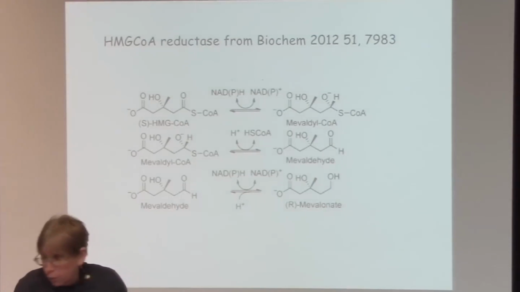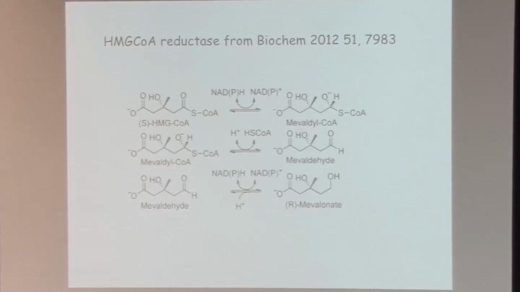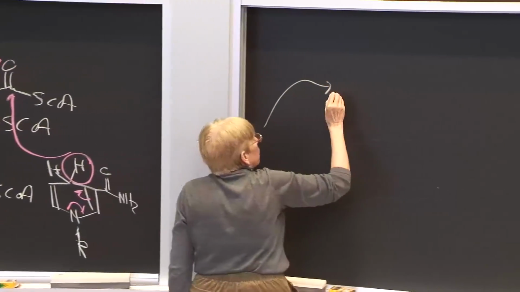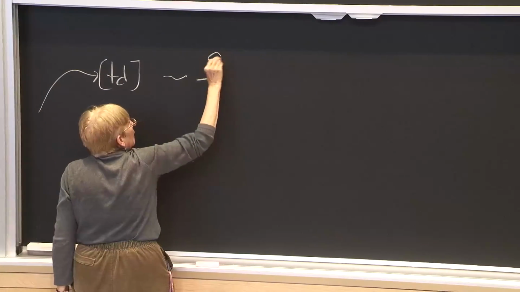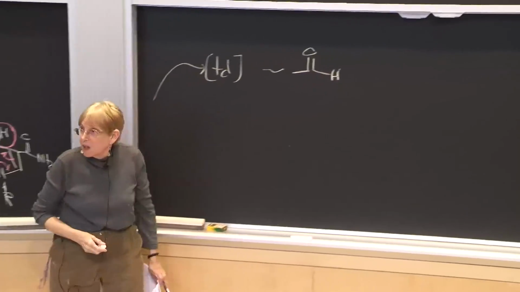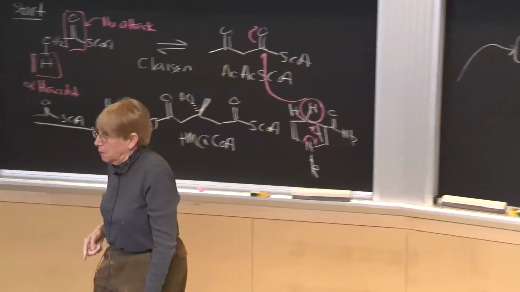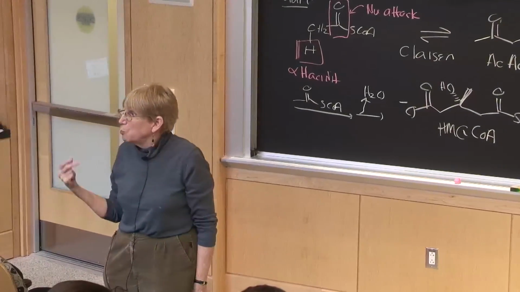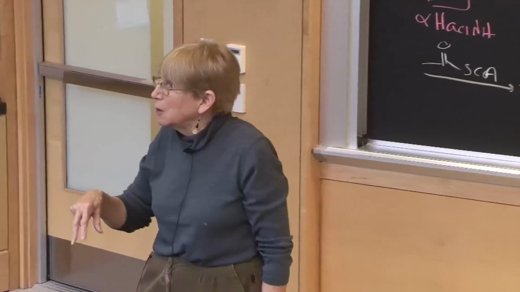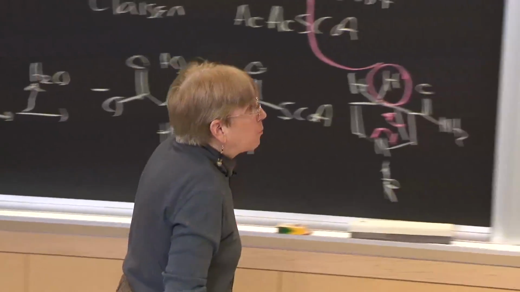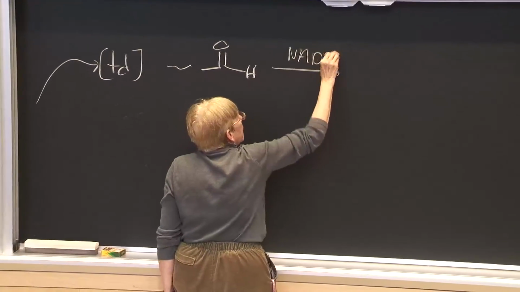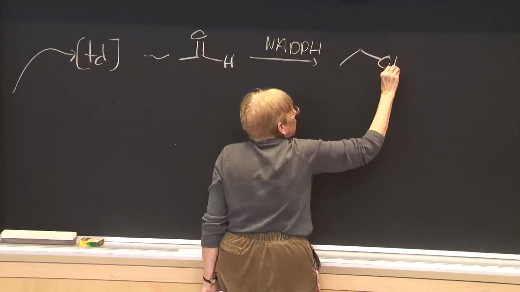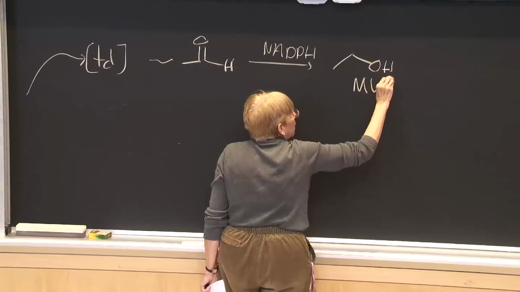And where do we want to go? I'm not going to draw the whole thing out, but I'll draw part of this out. So this gives us, through a tetrahedral intermediate, an aldehyde. And then what can happen to the aldehyde? We use another molecule of NADPH, and what happens with that? The same thing. We do a hydride transfer, and so we need another molecule of NADPH to form the alcohol. So this is mevalonic acid.